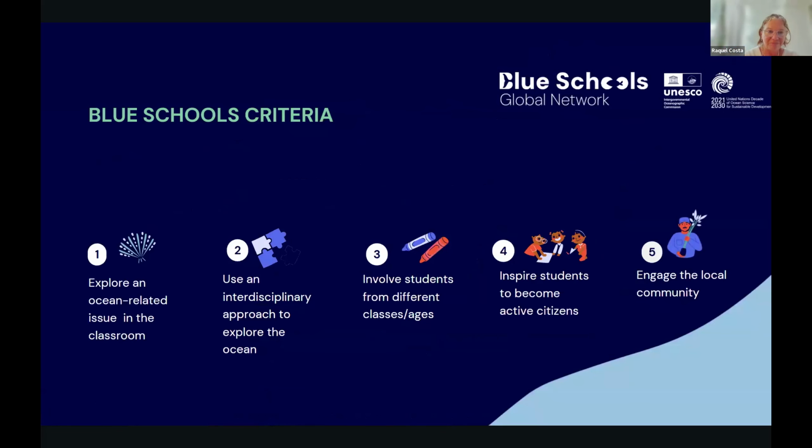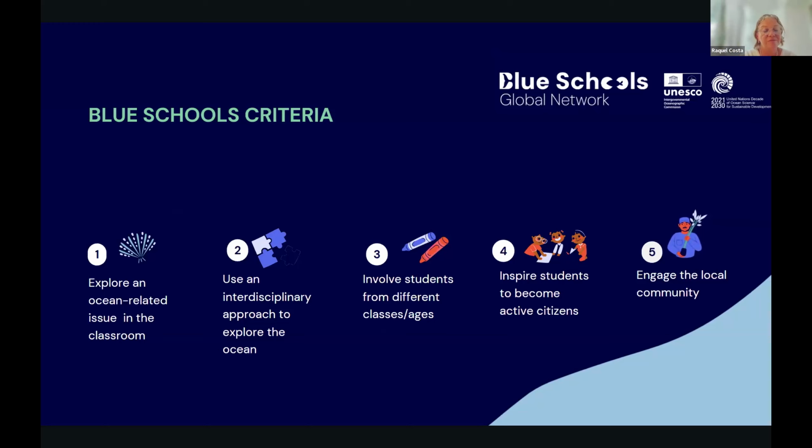So to become a blue school, a school needs to achieve some criteria. There are 5 simple criteria that we discussed and defined for everyone. So the first one is learning about the ocean, but trying to find an ocean issue that is important to the local community or to the students, like a local issue that you can then relate to the global ones.